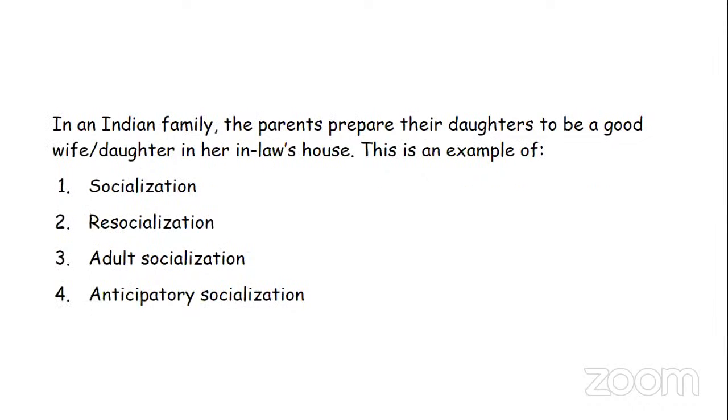Now let's check the next question. In an Indian family, the parents prepare their daughters to be a good wife or daughter in her in-laws' house. This is an example of: socialization, re-socialization, adult socialization, or anticipatory socialization. What's the right answer? What kind of socialization is this?